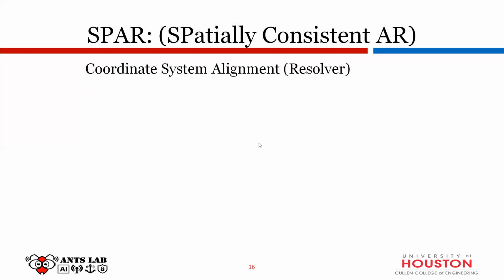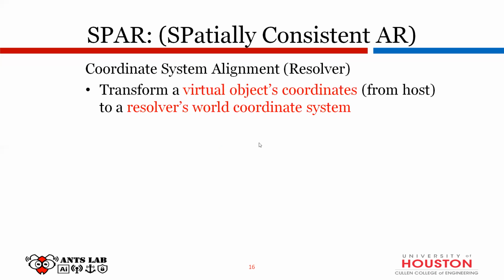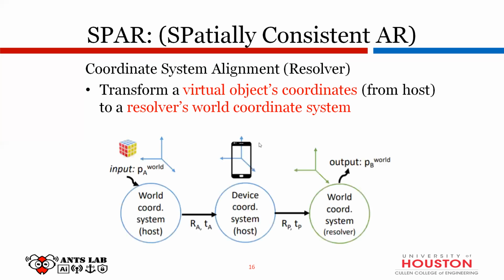So the coordinate system alignment for the resolver has to transform a virtual object's coordinates from the host to the resolver's world coordinate system. Given this, the one on the left is the world coordinate system, the middle one is the device coordinate system, and the right one is the world coordinate system for the resolver. That is the main idea of this alignment.